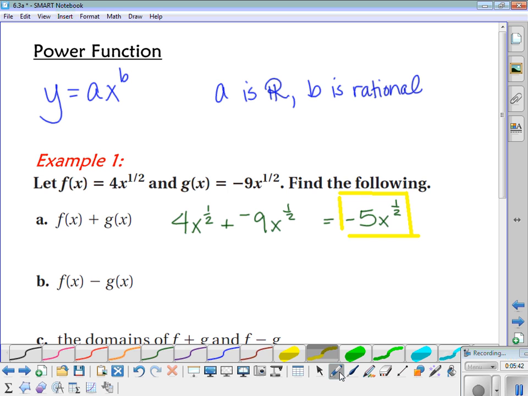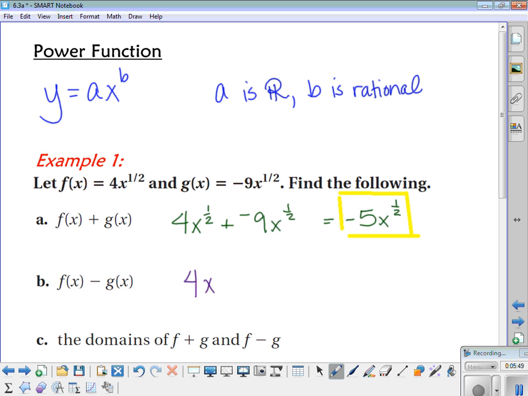Okay, and so if I subtract them, then I have 4x to the 1/2 minus negative 9 x to the 1/2. Minus a negative means it's plus. So yes, it would be 13 x to the 1/2.